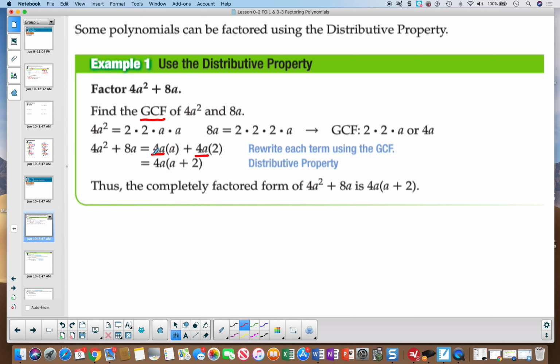And in this case, it's 4a. So we take 4a out of this expression and 4a out of this expression. And then we again factor it out using the distributive property, 4a, and then what's left here is a plus 2. And this is what we call factored form, two expressions being multiplied to represent the same two-term expression.